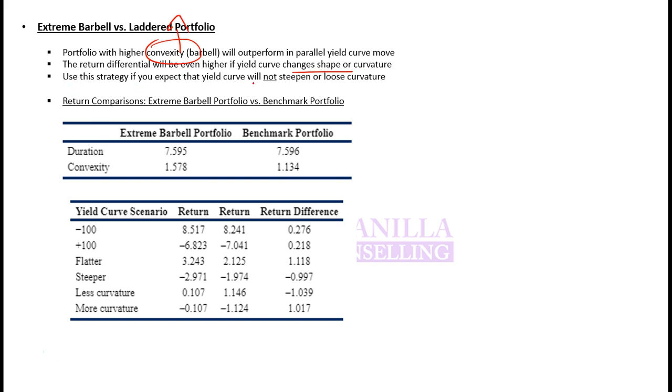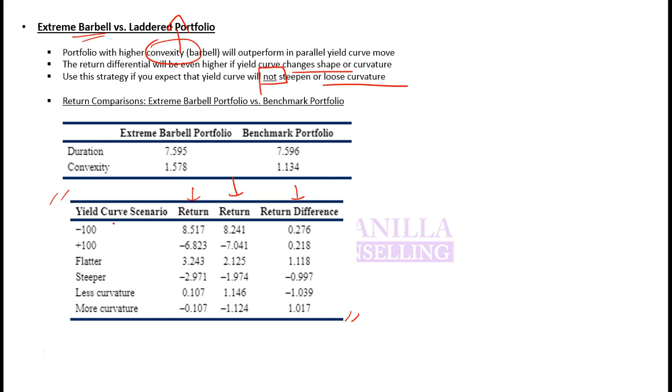Use this strategy if you expect the yield curve will not steepen or lose curvature. Why? Because if the yield curve loses curvature or steepens, then convexity will not give you benefit. In that case your extreme barbell will underperform. Otherwise it will outperform. And here they have shown in this example the return of the two portfolios, that is extreme barbell and benchmark, and the return difference.